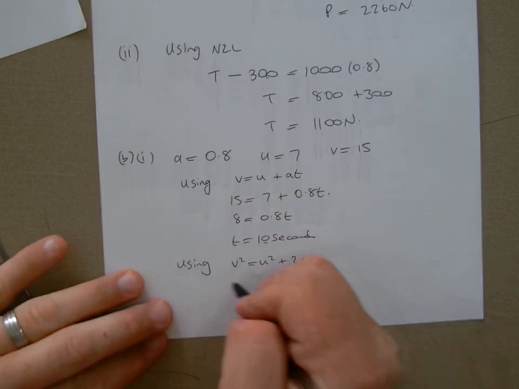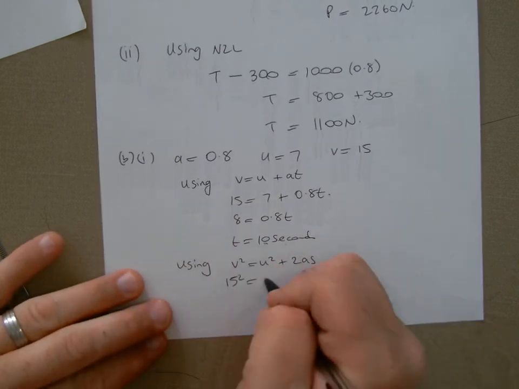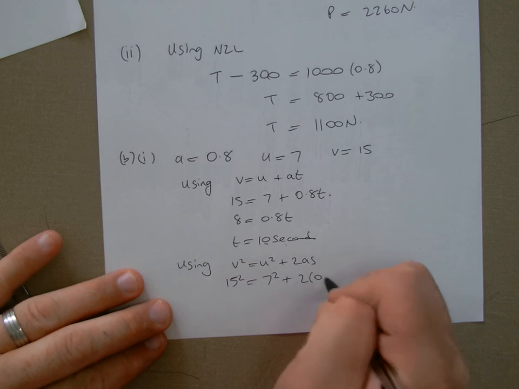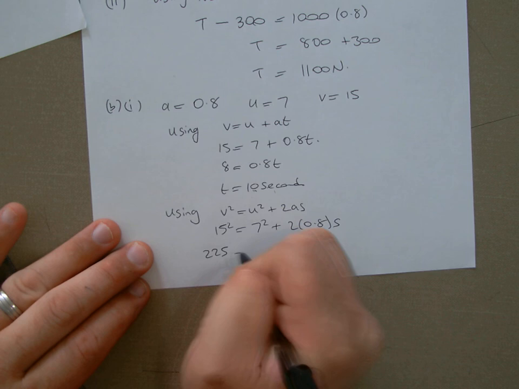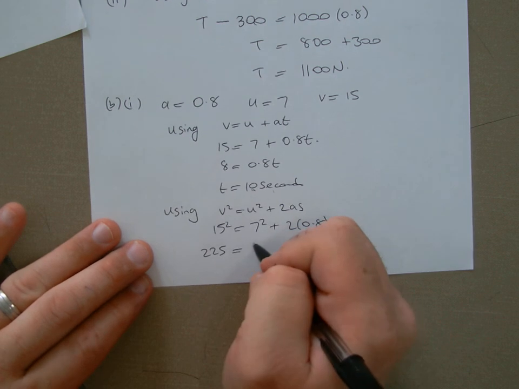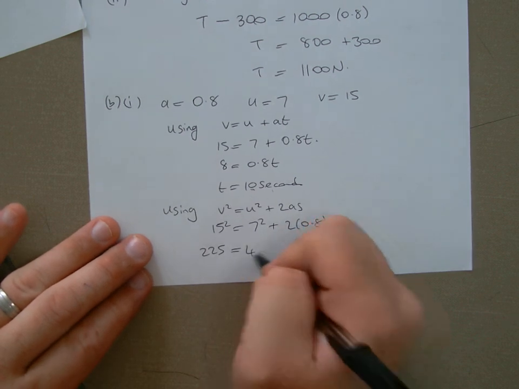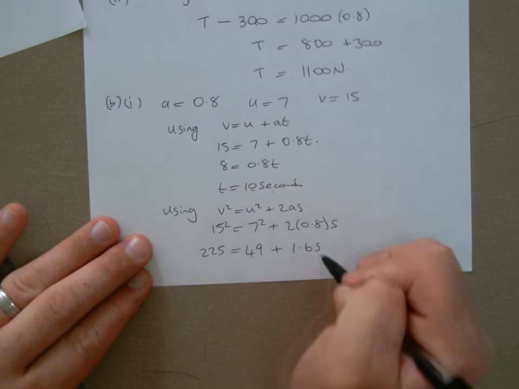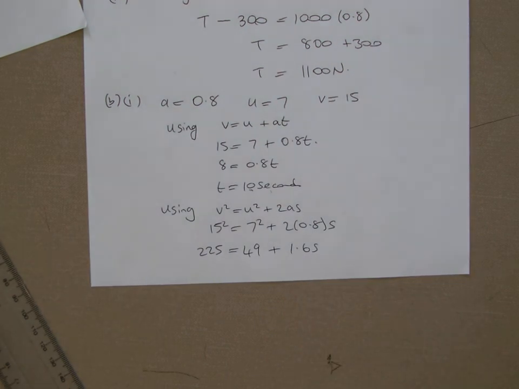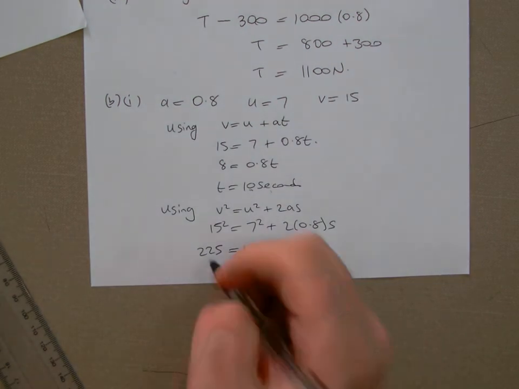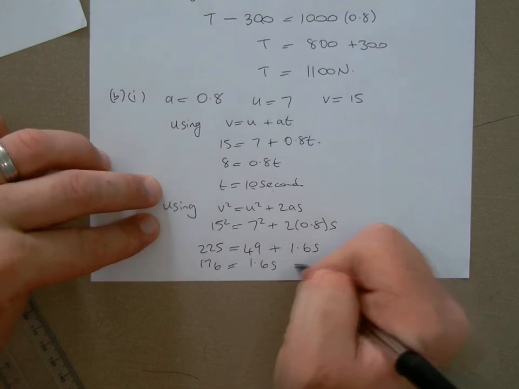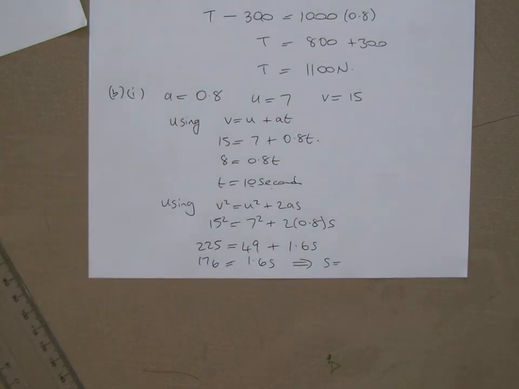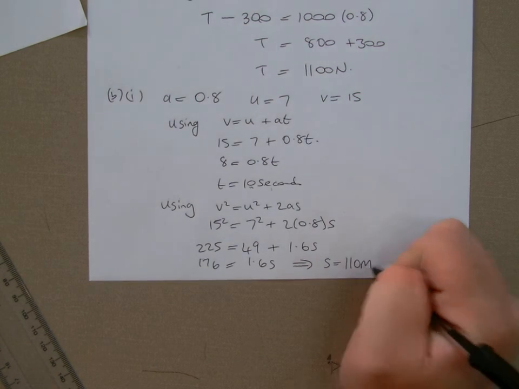So if we use that one, v squared, 15 squared, u squared would be 7 squared, 2 times 0.8 times s. So if we work that out, 225 there, 7 squared is 49, 1.6 s. So we get 176 equals 1.6 s. That means s will be 176 divided by 1.6. So we get 110 meters.